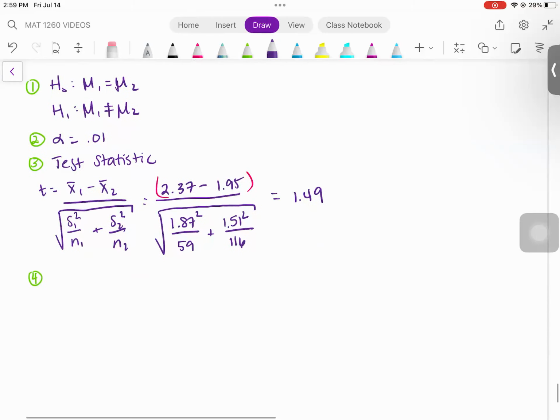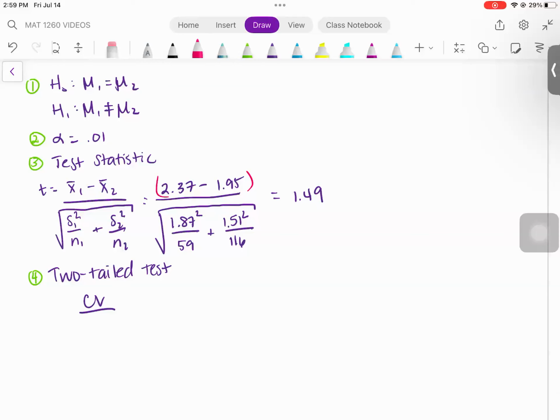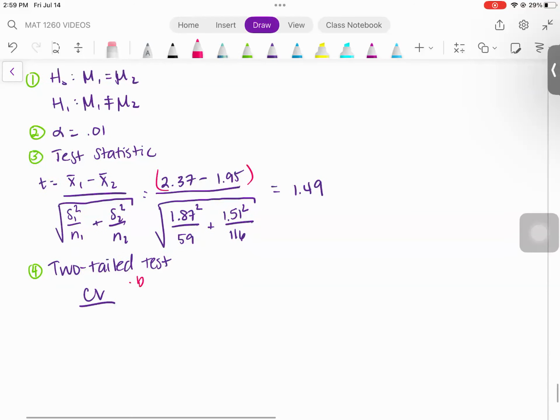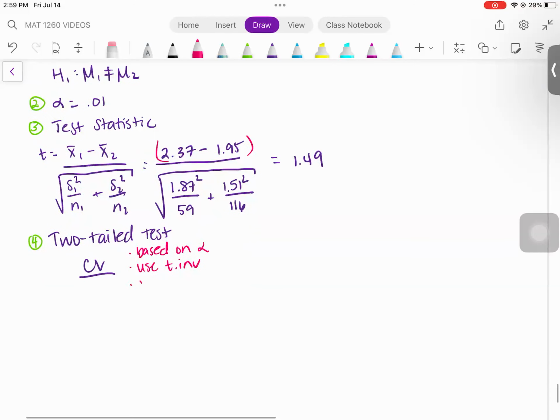Step 4, this is a two-tailed test. And since I used p-value on the last example, I'm going to use the critical value method here. Remember, critical value method based on alpha. Because this is a t-test, we're going to use t dot inverse. And to make our decision, we're going to compare our critical value and our test statistic.